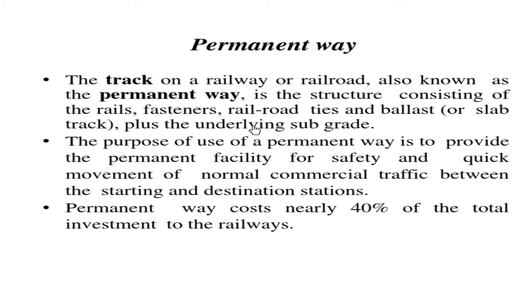Then comes the underlying subgrade. Subgrade is also known as the formation level. It is the underlying native material which is underneath the track. Then it can also be some imported material which can be used as an embankment. Coming to the purpose, it is provided for the permanent facility of safety and quick movement of normal commercial traffic between the starting and destination stations. Then the permanent way costs nearly 40% of the total investment of the railways.